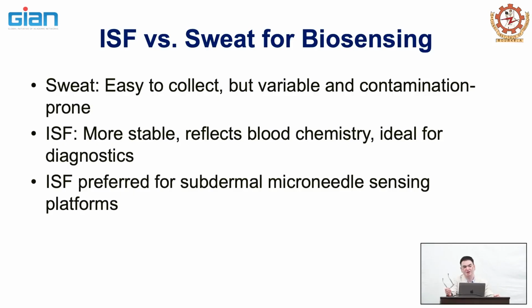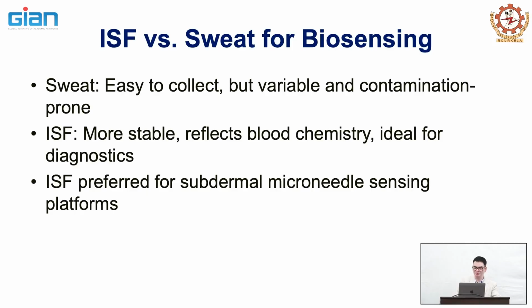Having a look at the next part, which is ISF versus sweat for biosensing. We saw how sweat is easy to collect. However, the problem is it's variable and contamination prone. Everybody agrees with me on that? And then we looked at skin interstitial fluid. We agreed that skin is the largest organ in the body, and we have a lot more skin interstitial fluid than blood. We have 12.5 liters of skin interstitial fluid, while we only have 5 liters of blood. Skin interstitial fluid is preferred for subdermal microneedle sensing platforms, right?